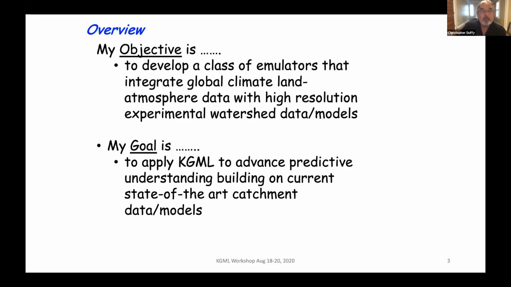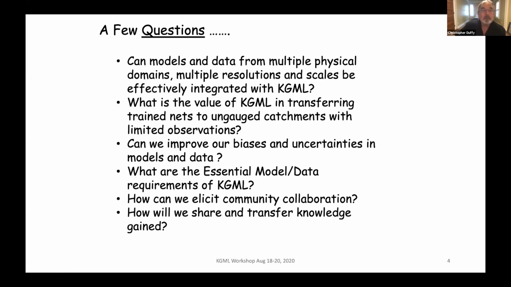The overview, my objectives: develop a class of emulators that integrate global climate, land atmosphere data with high resolution experimental watershed data and models. My goal would be to apply KGML to advanced predictive understanding, building on current data models and state-of-the-art catchment information. Okay, a few questions. Won't be able to answer all these, but I think these are very relevant to the problems at hand.